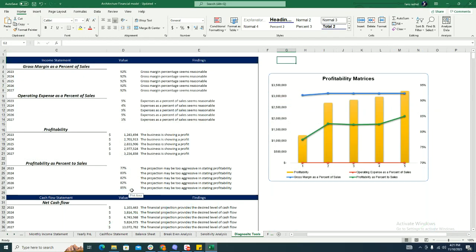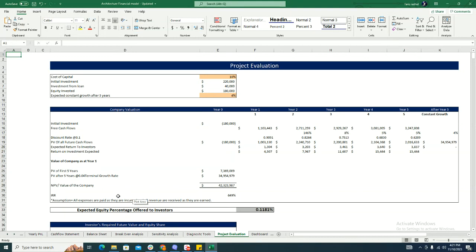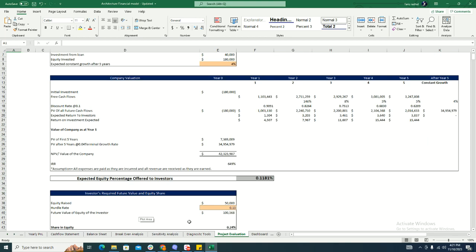Then comes the diagnostic sheet. The diagnostic sheet basically gives you a brief diagnosis on the business performance, on its profitability, on its operating expenses, on its cash flows, and its break even. Then comes the project valuation. This tells you about the expected equity percentage that can be offered to the investors, and a few relevant pieces of information such as IRR and NPV of the company in the next 5 years.